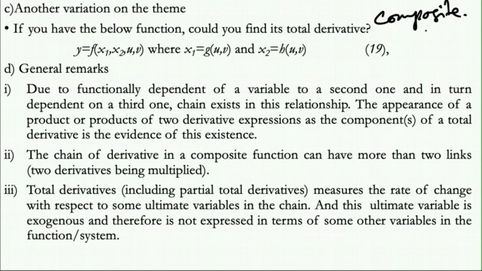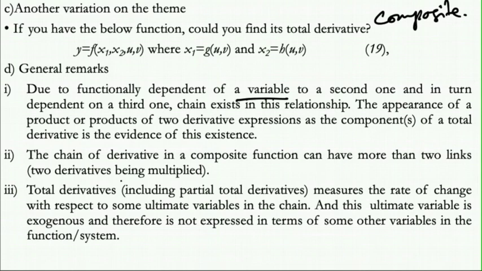All right, so there are some remarks that we need to know when it comes to total derivative here. Due to functionality dependent of a variable on a second one, and in turn dependent on a third one, a chain exists in this relationship. I did show you the chain map, so we are talking about the chain map here. The appearance of a product or products of two derivative expressions as the components of a total derivative is the evidence of this existence. And the chain of derivatives in a composite function can have more than two links.